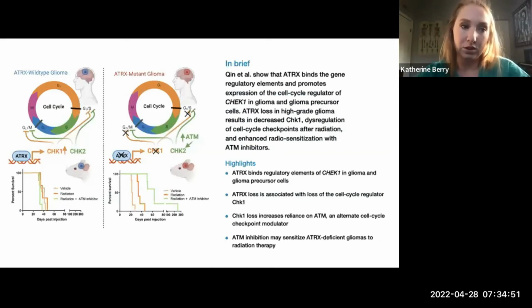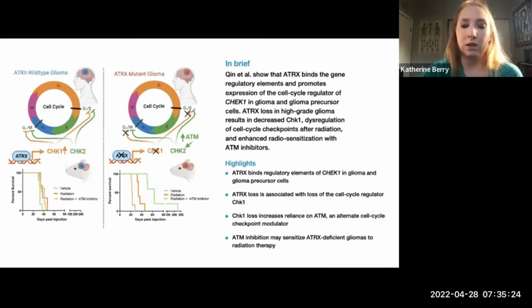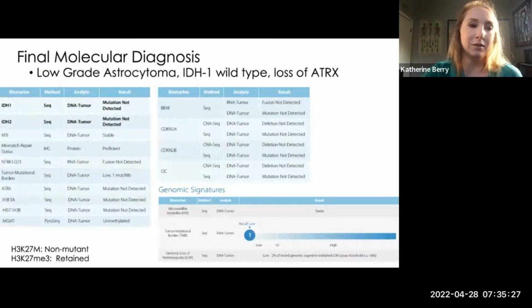So the ATRX gene is involved in this check of the cell cycle here at the G2 phase. And then basically, if you knock that out, you only have this second checkpoint to rely on to inhibit cell growth if there are abnormal genetic elements. So it's lost frequently in high-grade gliomas, and that can lead to dysregulation in the checkpoint cycle, basically. This was published in 2022. So cutting edge molecular stuff here.